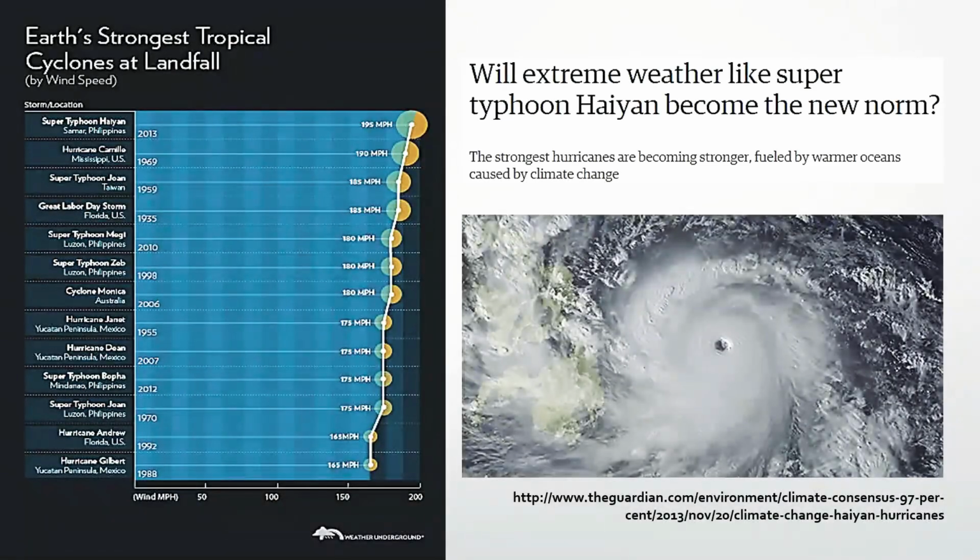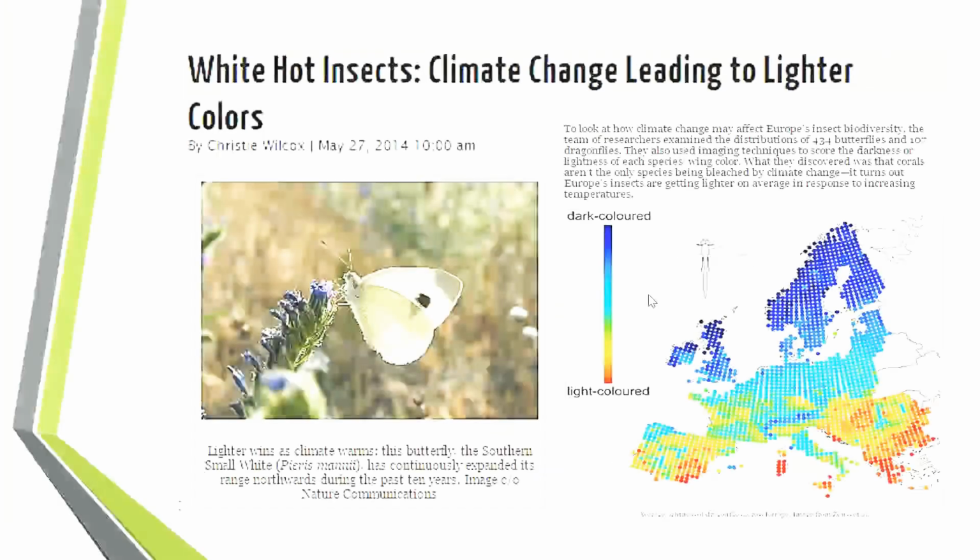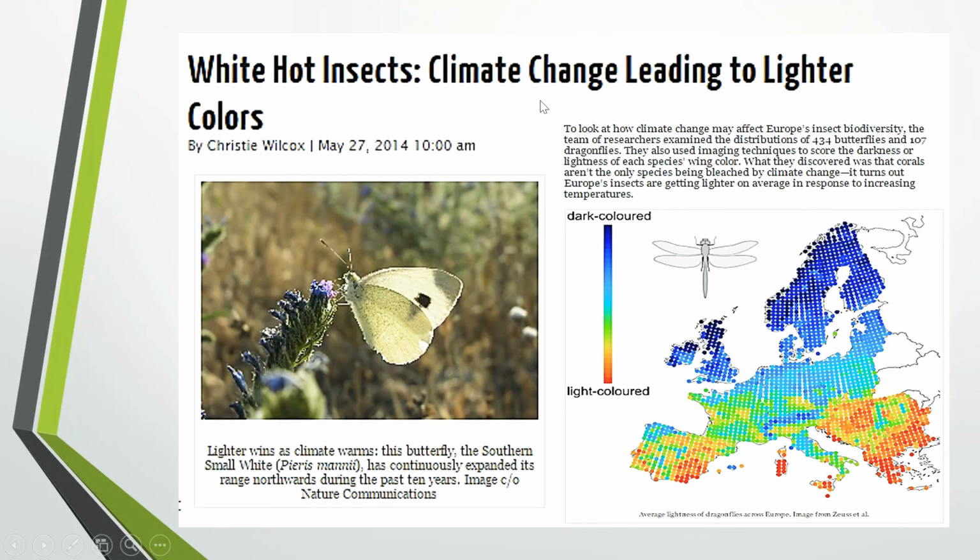Okay. So, extreme weather will likely be the new norm. So, parang normal na yung ganyan. Na may malalakas na bagyo because of abnormal increase of heat. White hot insects, climate change leading to lighter colors. Because as we all know, light color reflects light and reflects the energy or the light that it receives. So based on the graph, kita nyo naman less na yung dark color as compared sa white color. Mas prominent na yung white colored insects.